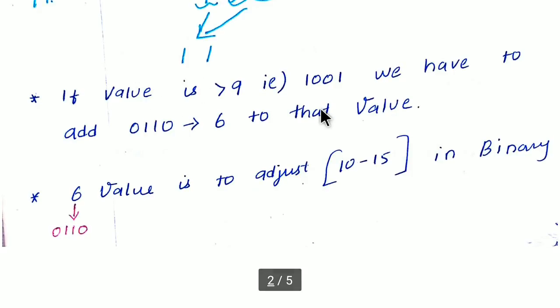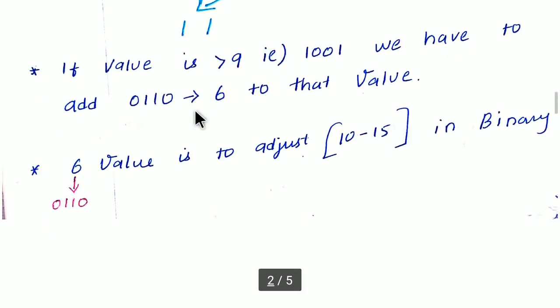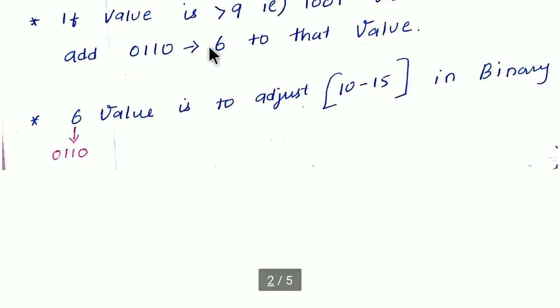To say it in a crisp way, if the result is greater than 9, you have to add 0 1 1 0. Now, how did we get this value 6? If I go for a binary value, I will have a maximum of 0 to 15. In BCD, I have the values 0 to 9. The difference is that in BCD you don't have 10 to 15. The length of the range 10 to 15 is 6.